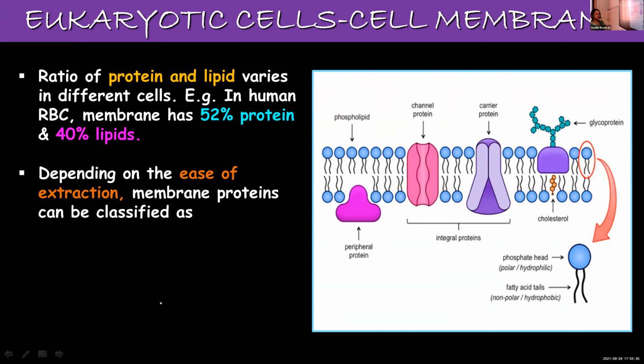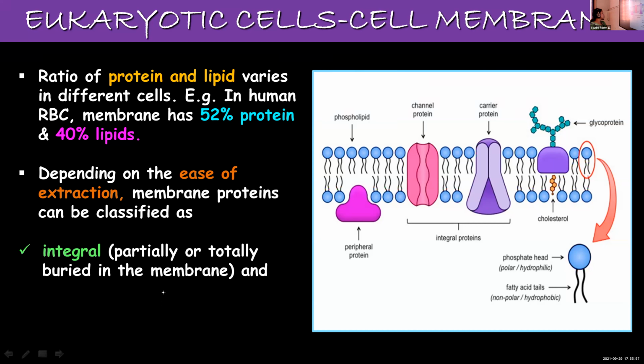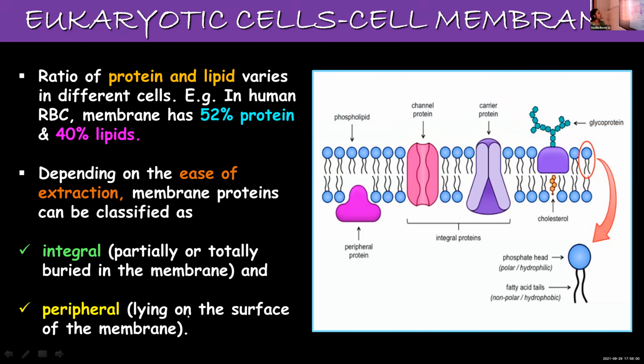And the proteins present, you know, proteins, lipids and carbohydrates make up the plasma membrane. There are different types of proteins present. You can categorize them based on the ease of extraction, how easily you can separate them out. Based on that, you can classify them into different types, mainly integral proteins and peripheral proteins. It is easy to understand from this picture. Integral proteins means they will be partially or totally buried. They'll be fully embedded in the membrane.